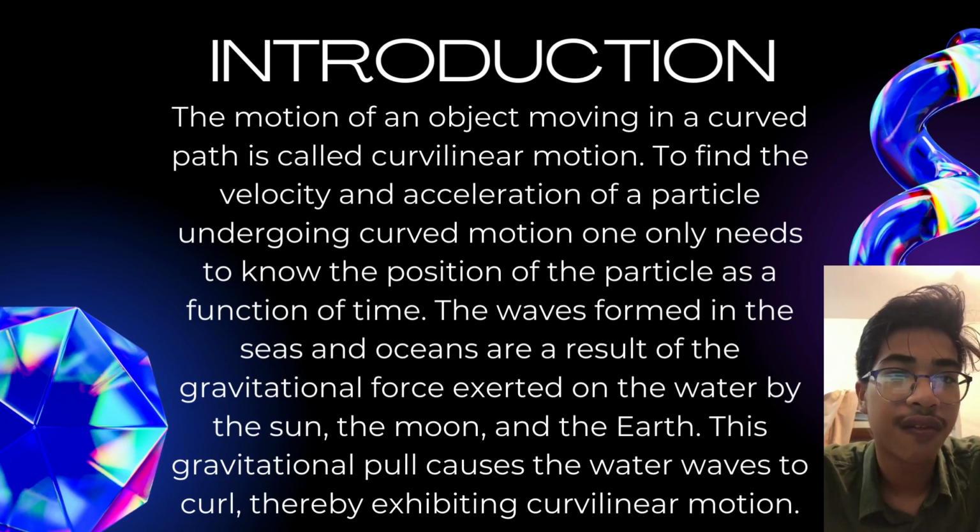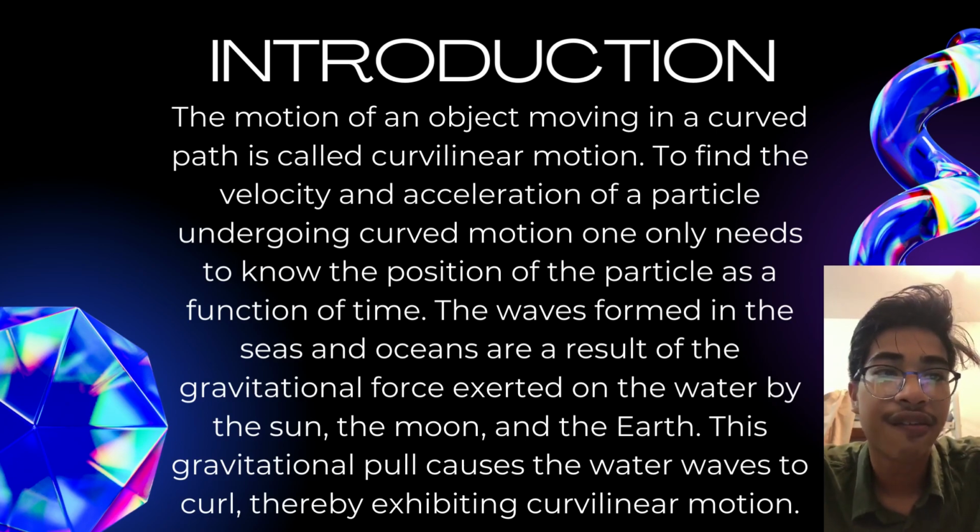Firstly, the motion of an object moving in a curved path is called curvilinear motion. To find the velocity and acceleration of a particle undergoing curved motion, one only needs to know the position of the particle as a function of time.